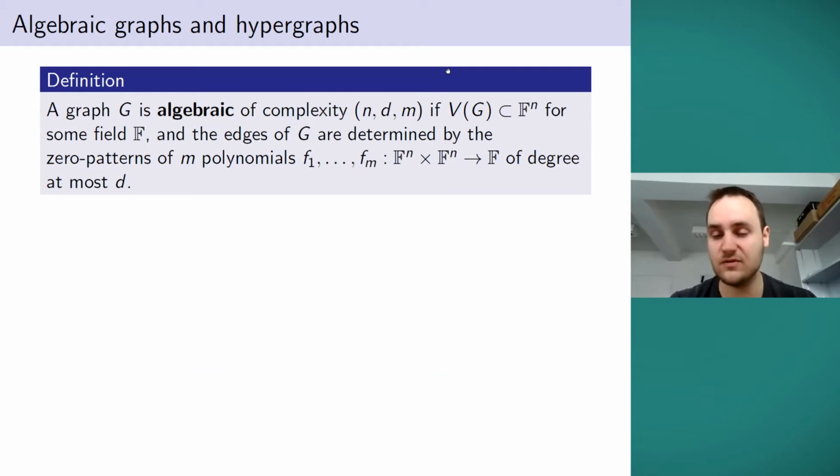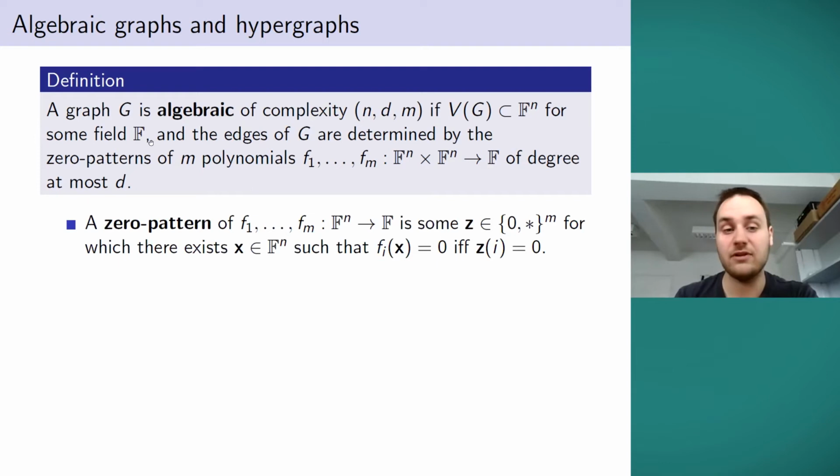if the vertex set of G is a subset of some n-dimensional space over some field F, and the edges of G are determined by the zero patterns of m polynomials f1 up to fm, each of degree at most d. If you have not worked with this kind of problems, then this definition might be a bit heavy at first glance. So let me just give some details. What do I mean by this?